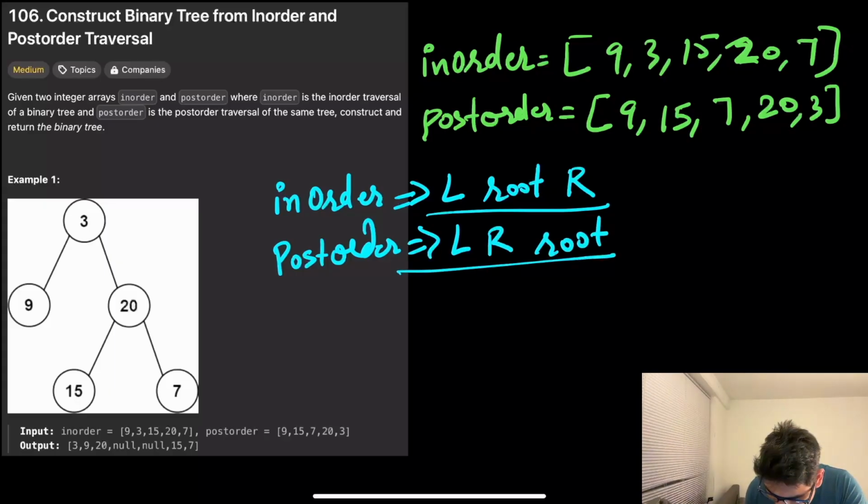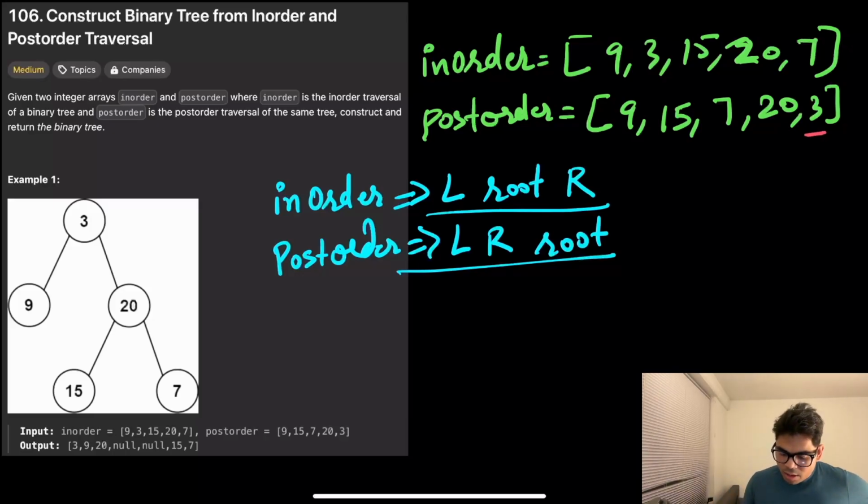Now tell me, when we look at post-order traversal, we actually visit the root right in the end. So if we are visiting root right in the end, that means what? That our main root, basically the root value, is at the last index, which is over here. This is our root value.